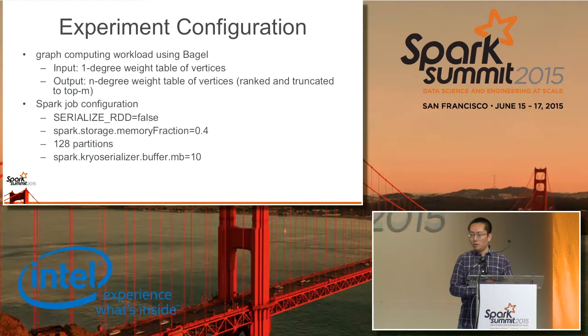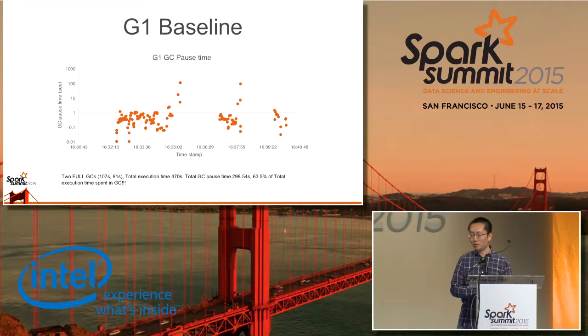Okay. I don't think the slide is updated, but well, yeah. So we use the Java serializer, and we don't use the Kryo serializer. That's not correct. And we use 128 partitions.